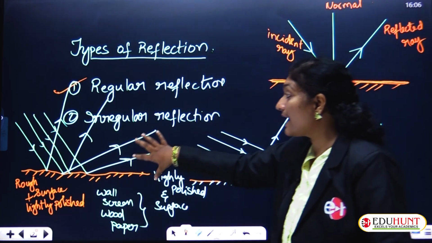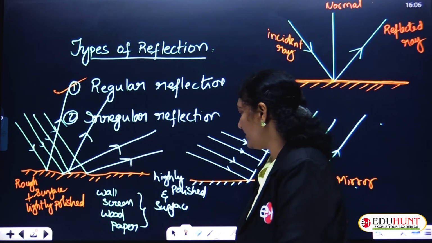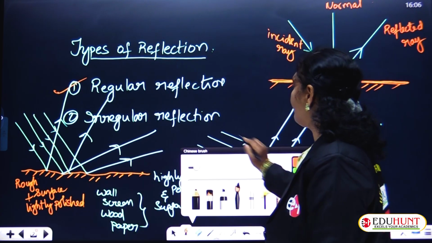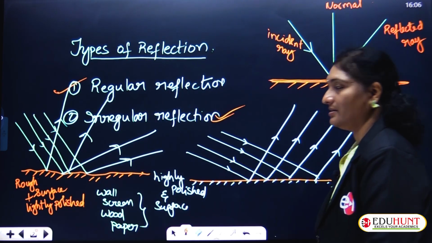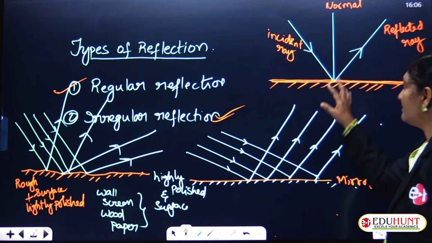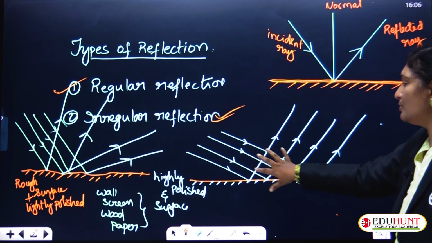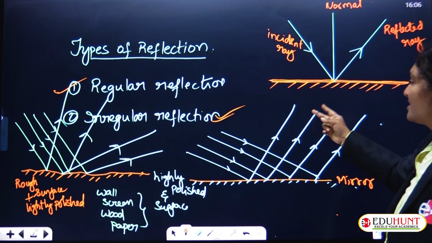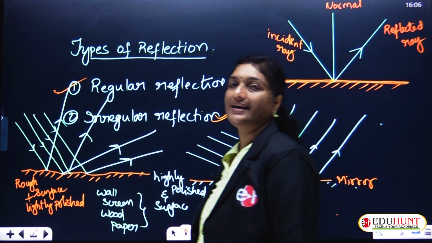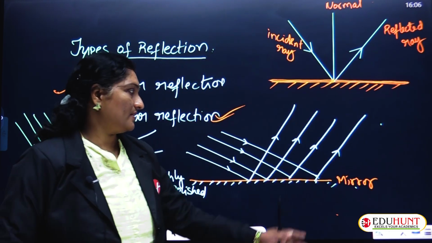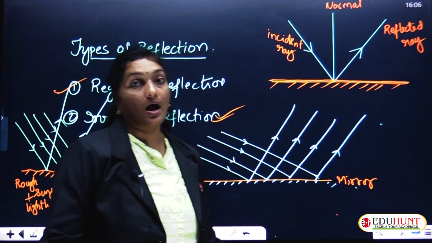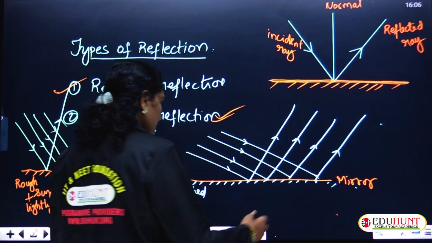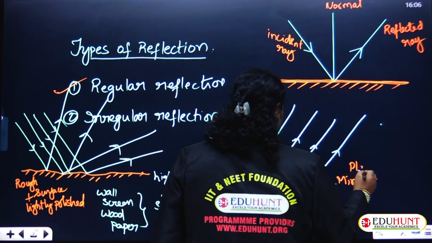This type of reflection is generally called irregular reflection. Whenever a light ray falls on a smooth and highly polished surface like a mirror, the reflection caused is called regular reflection. The example for this is a plane mirror.